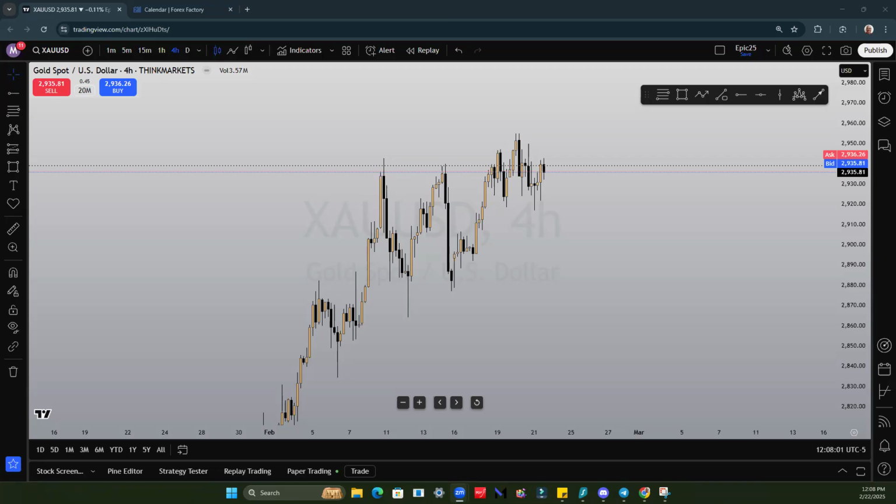In today's session, we're just going to look at gold and make some predictions for next week. So let's dive into the content.